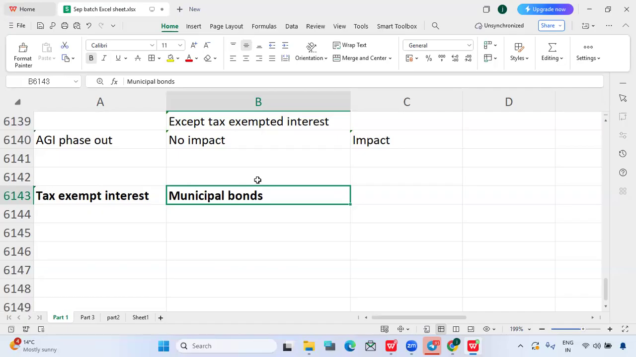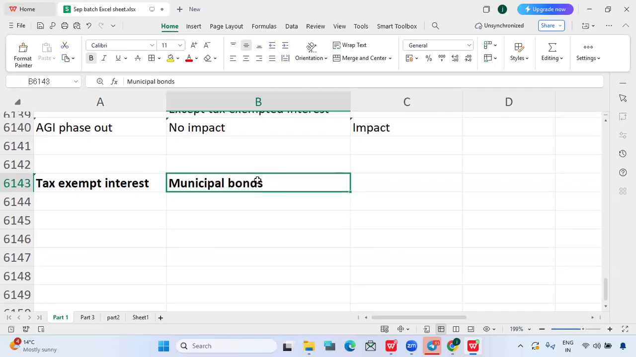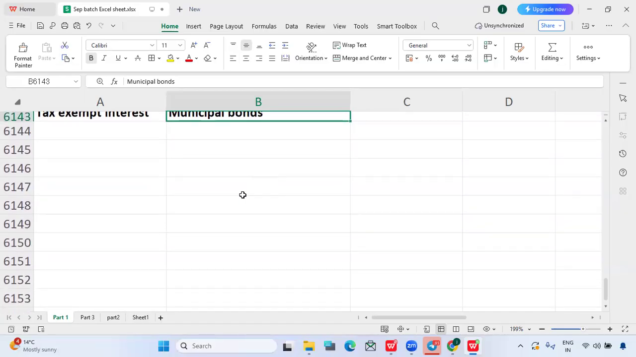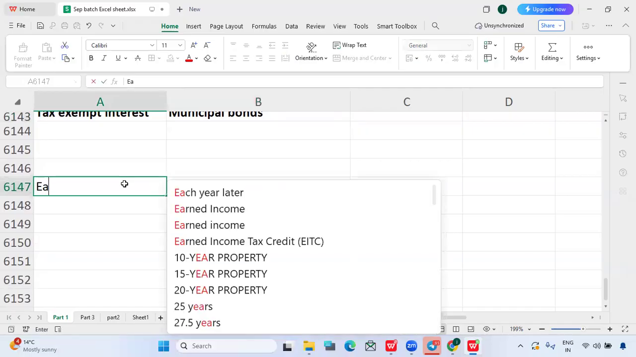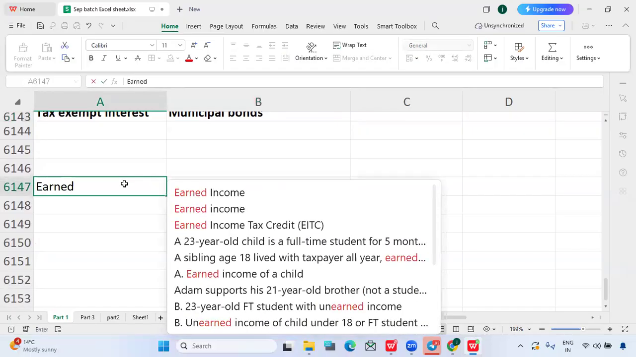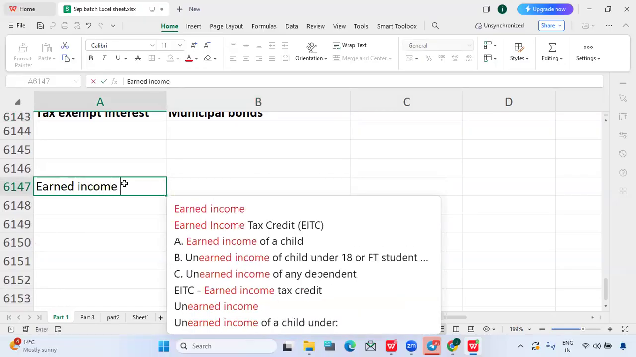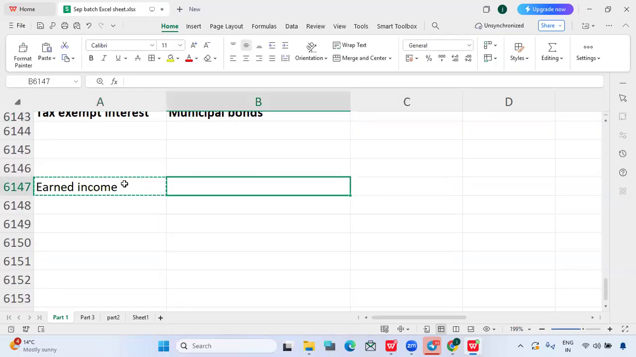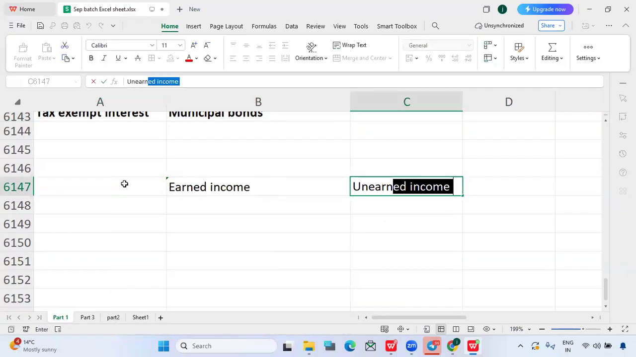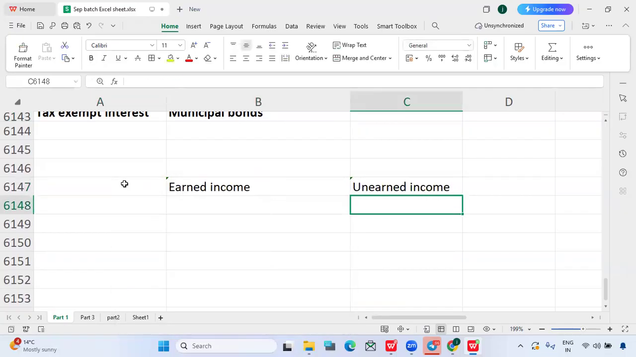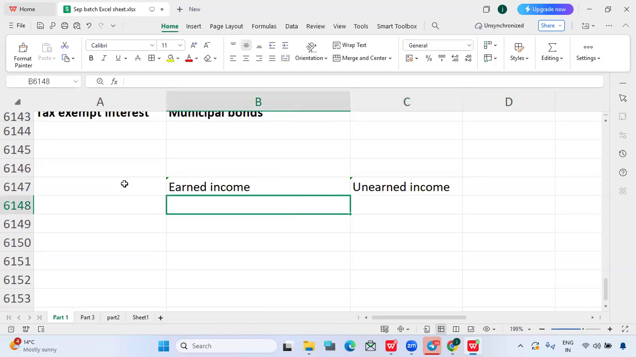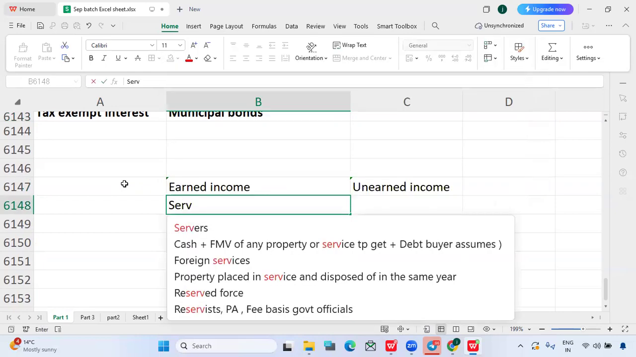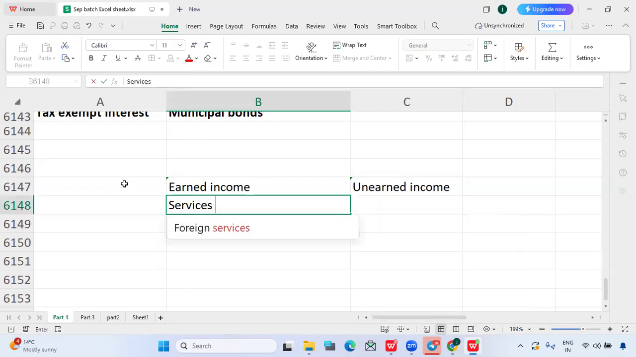Now this is the basic understanding of exclusions, total income and AGI. These are very important. Now the entire income we can classify into two categories: earned income and unearned income. This is very important. So what is earned income? Any income which we receive for services performed. If you perform services and receive money for them, we call that earned income.